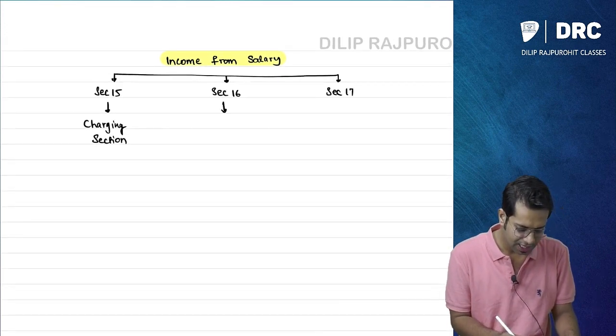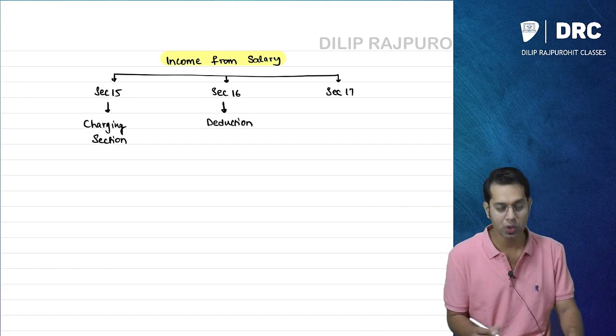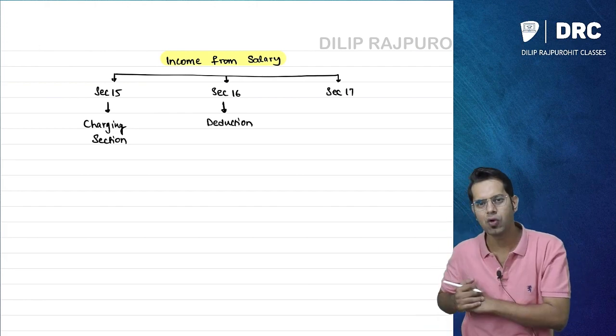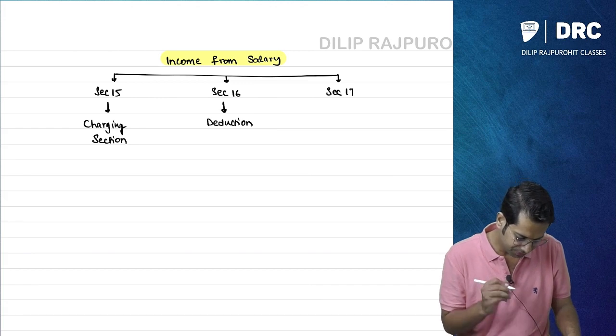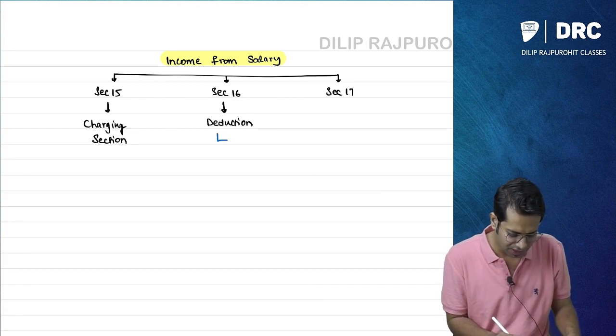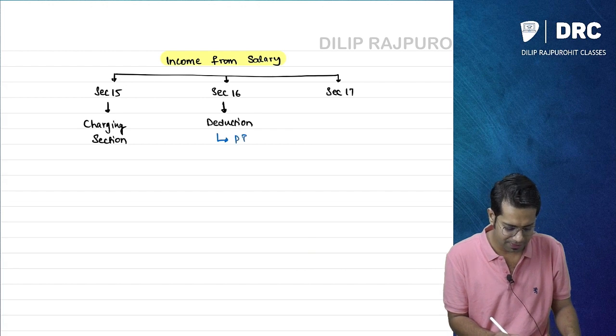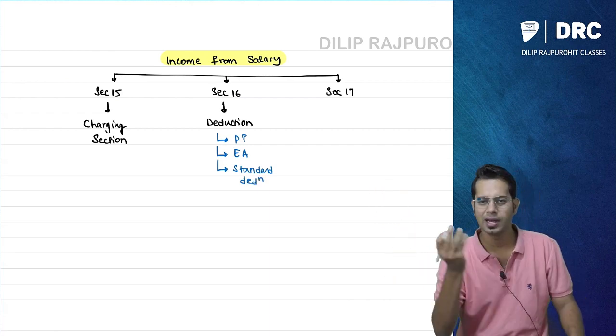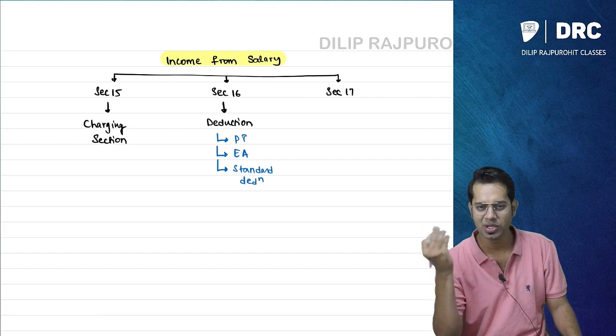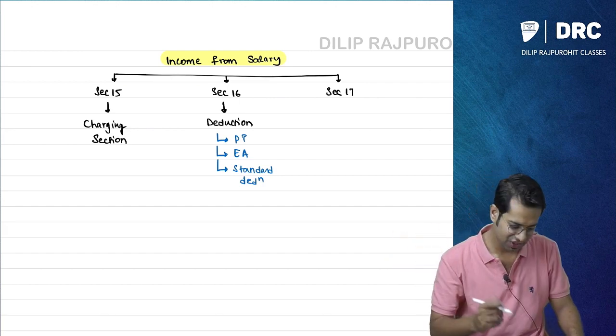Then we have section 16. Section 16 talks about deductions. What are the different types of deductions which you get from your salary income? That is given over here. There are basically 3 types of deductions. One is deduction of professional tax, another one is deduction of entertainment allowance, and the third one is standard deduction. I think it will hardly take around half an hour's time to discuss these 3 deductions. Once this is done, section 16 is done.